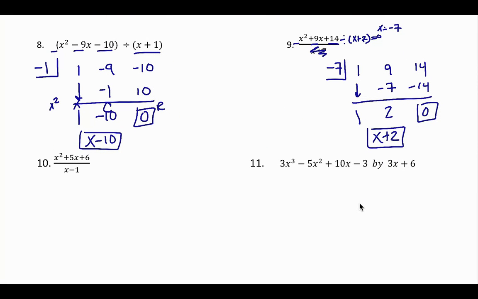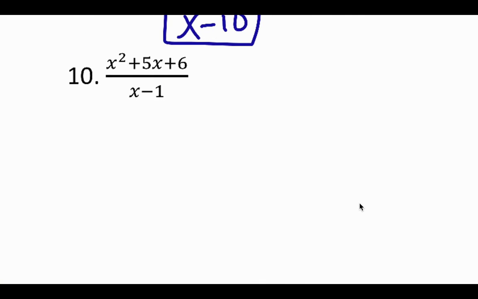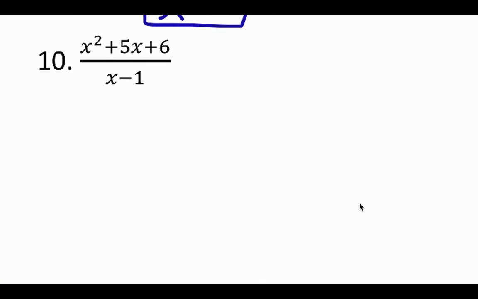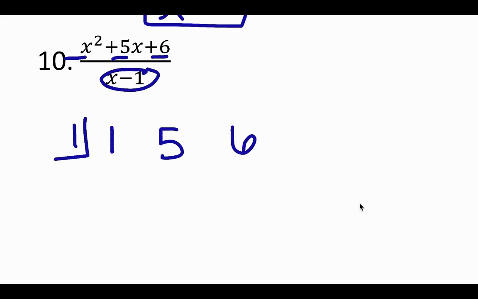Of course, they're not always going to come out perfectly, so let's check in on number 10 here, one that's going to give us a remainder. So what's going to go in the box is a +1. If x minus 1 equals 0, then x equals 1. My coefficients are 1, 5, and 6.